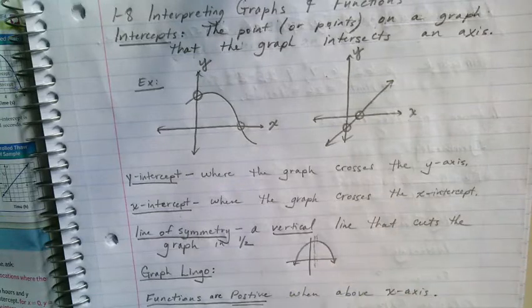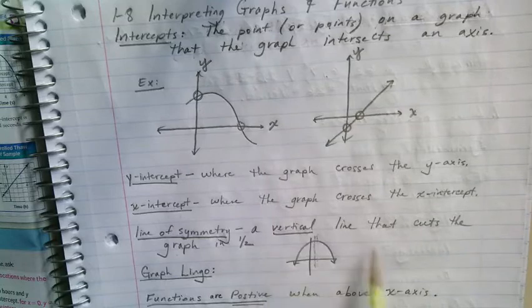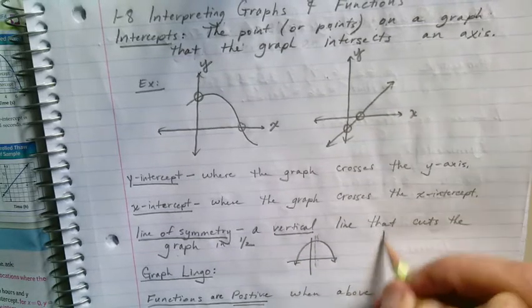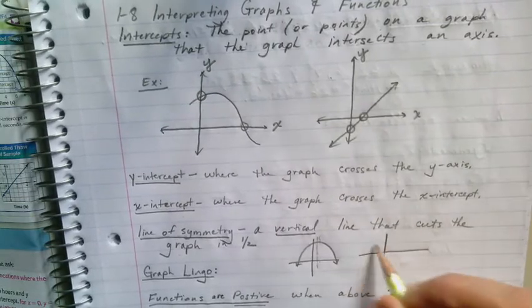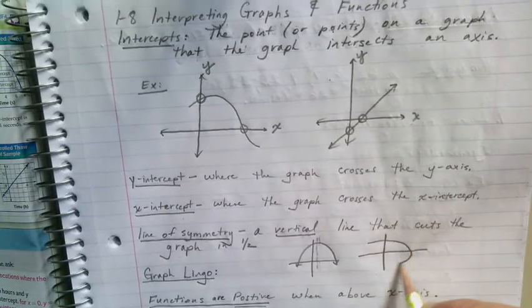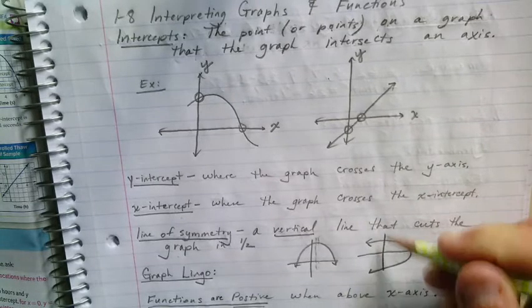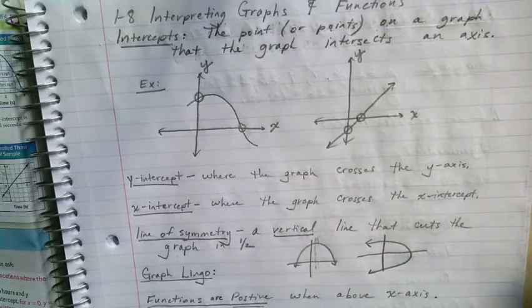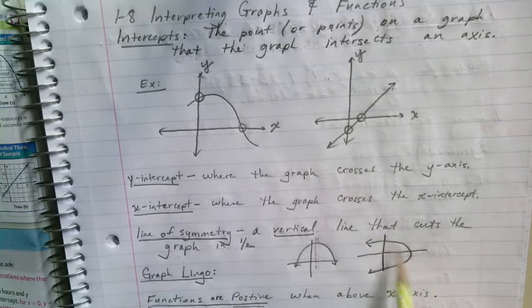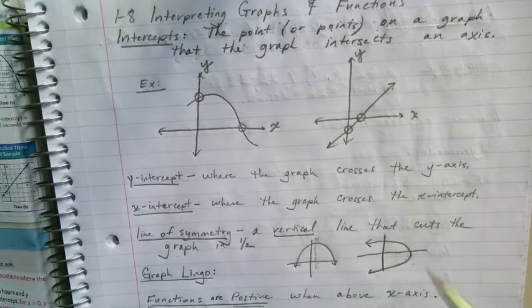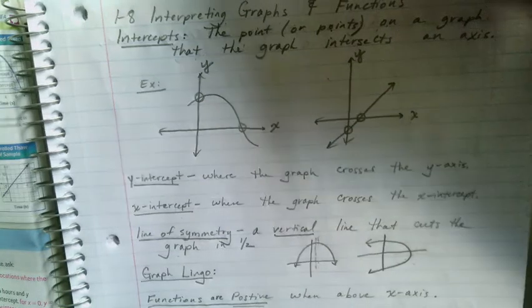The reason why it says here a vertical line that cuts the graph in half, the reason why it's got to be a vertical line is this. If you were to have a graph like this, something like this, remember that's not a function. It doesn't pass the vertical line test. And so as a result, there would be no horizontal lines. Even though this would be a line of symmetry for this graph right here, this would not be a true function. So just something to think about there.